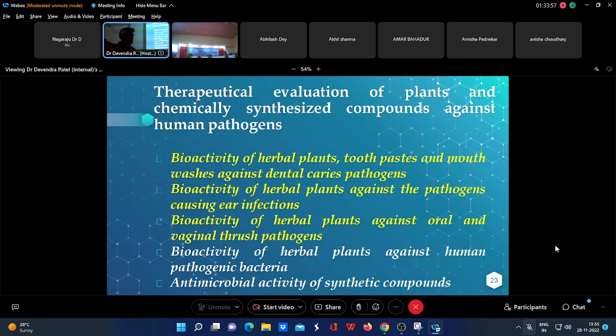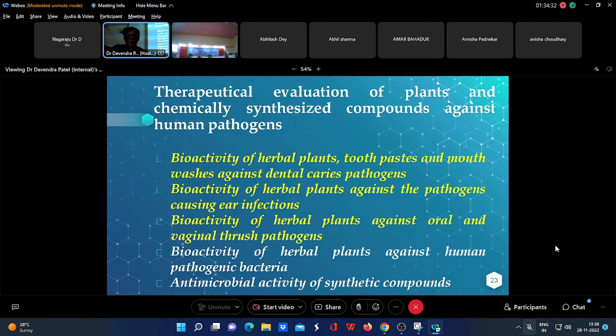Now I come to this: we studied three human pathogenic fungi. One is the dental caries causing pathogen, another is the ear pathogen, and another causes candidiasis, oral and vaginal candidiasis. These were isolated from Delhi as well as Kurukshetra health clinics. After their isolation, they were identified in the laboratory. Once identified, they were evaluated with different plant products, to see how we can control them with the help of these plant products.